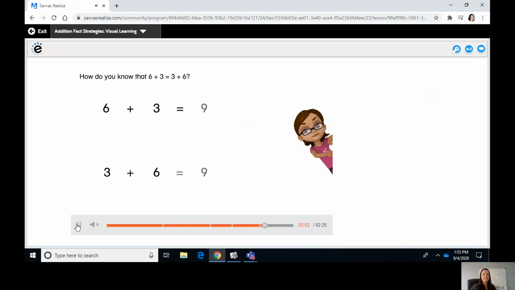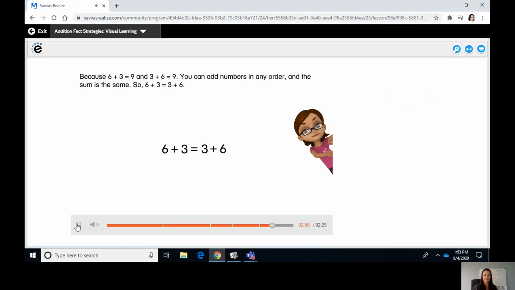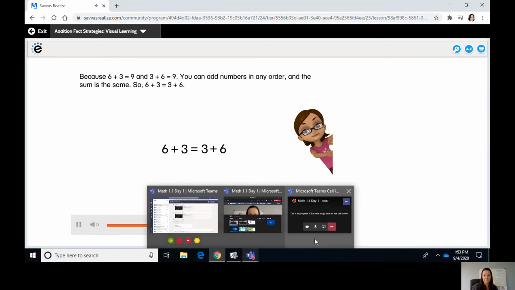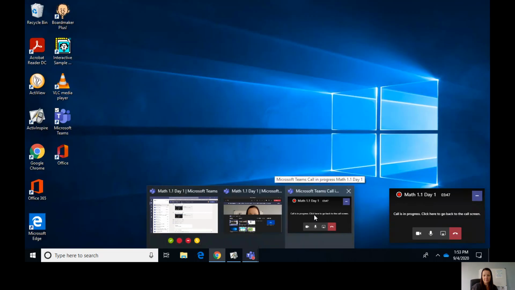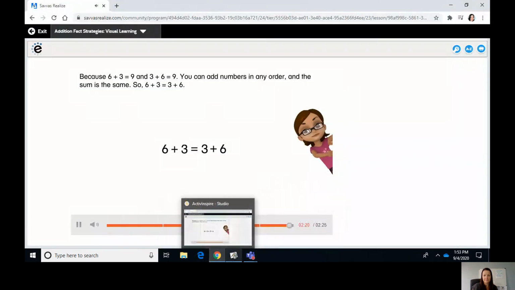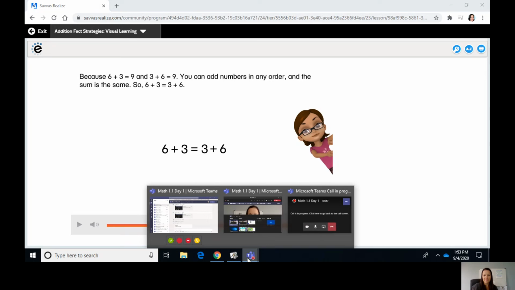How do you know that 6 plus 3 equals 3 plus 6? Because 6 plus 3 equals 9 and 3 plus 6 equals 9. You can add numbers in any order and the sum is the same. So 6 plus 3 equals 3 plus 6. Okay, friends.